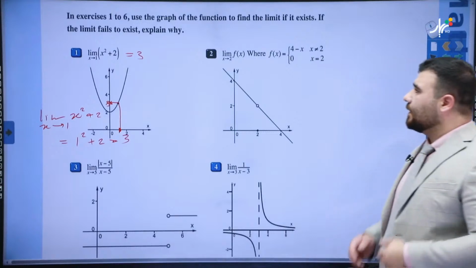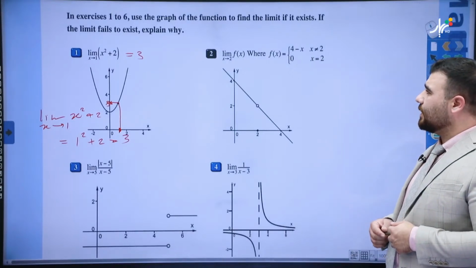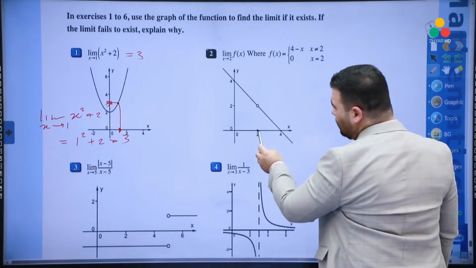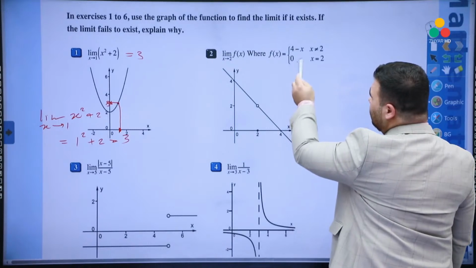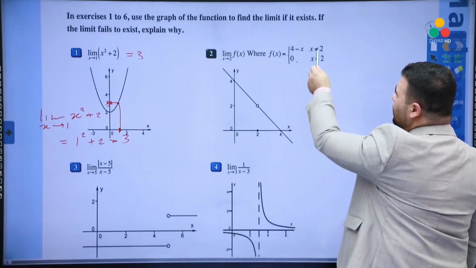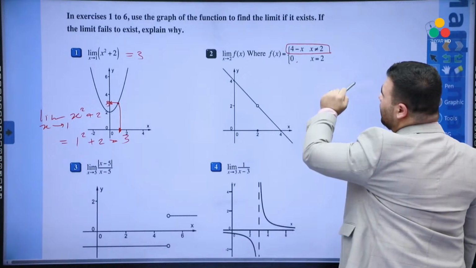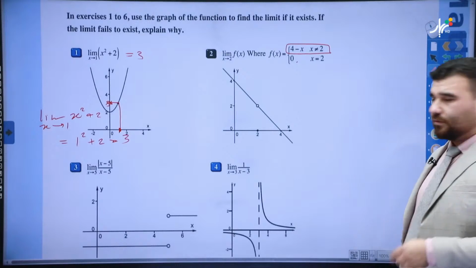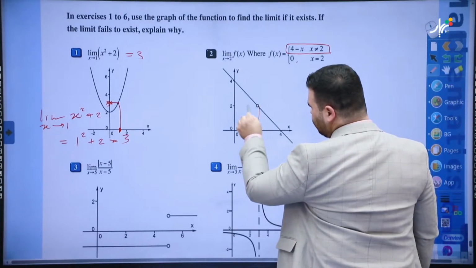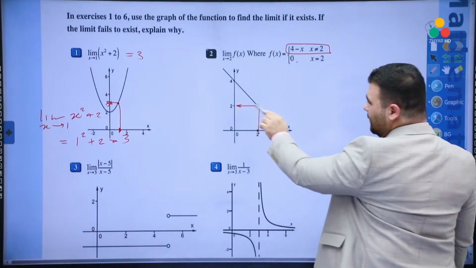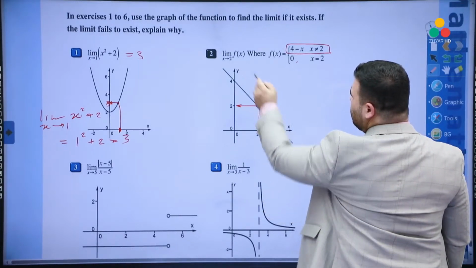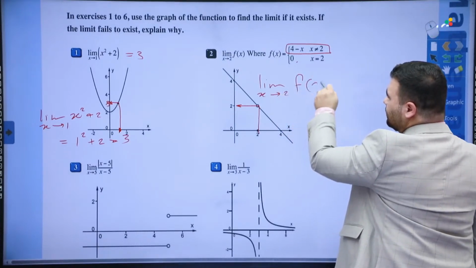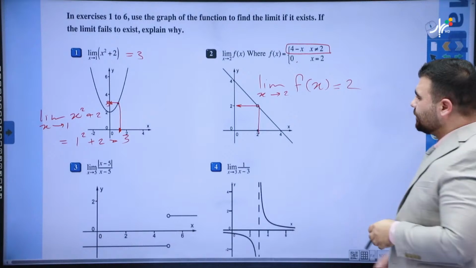Number 2. Find the limit as x approaches 2 of f of x, where f of x is this. If we look at the graph, at 2 the value is 0. But we said for piecewise functions, when there is equal and not equal, we go with the not equal. Then we can put 2 here and get the result: 4 minus 2 is 2. Or we can look at the graph at 2, and the result is 2. Then this limit, as x approaches 2 of f of x, is 2.